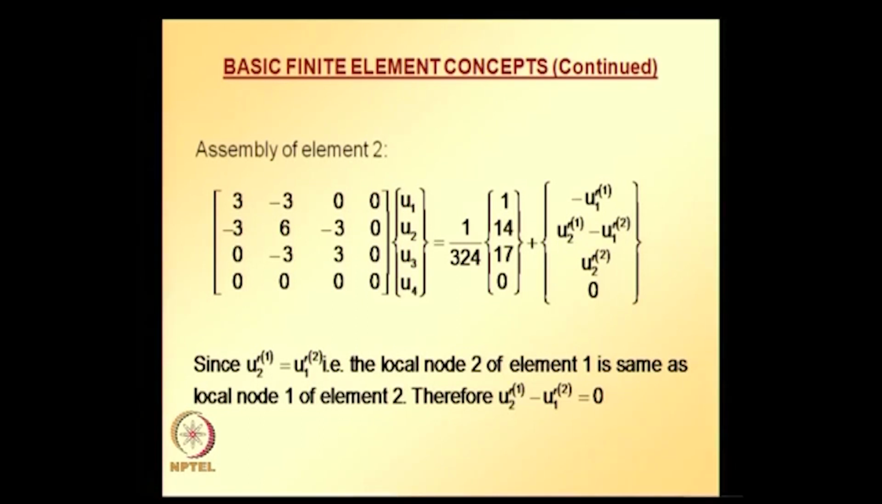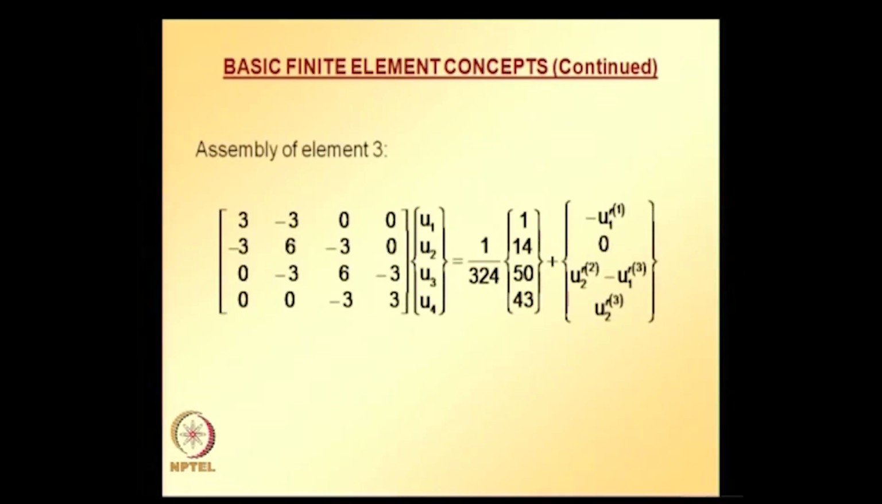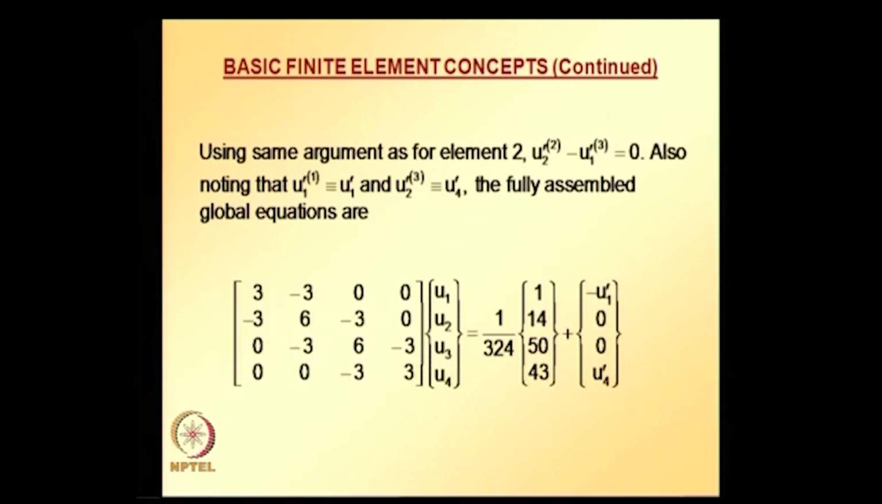So now let us look at the contribution of element 3. Similarly, you note that local node 2 of element 2 is the same as local node 1 of element 3. So with that argument, u2 prime for element 2 minus u1 prime for element 3 is equal to 0. And now finally the global equation system looks like this.